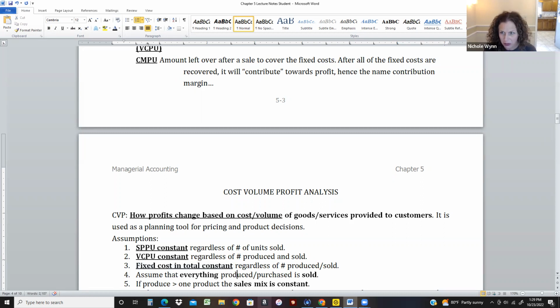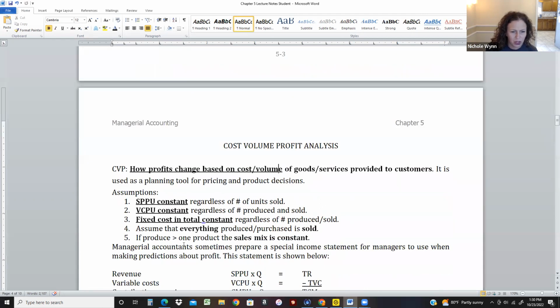So 80,000 for our bike example, 500 is our selling price and 300 is our variable cost per unit. And we're going to assume that what we sell is what we produce. So even if we keep an ending inventory, it stays constant. And also if we have more than one product line, our sales mix is constant. So that 20% of our sales come from the grocery division or whatever. We need our mix to stay constant if we have multiple product lines.